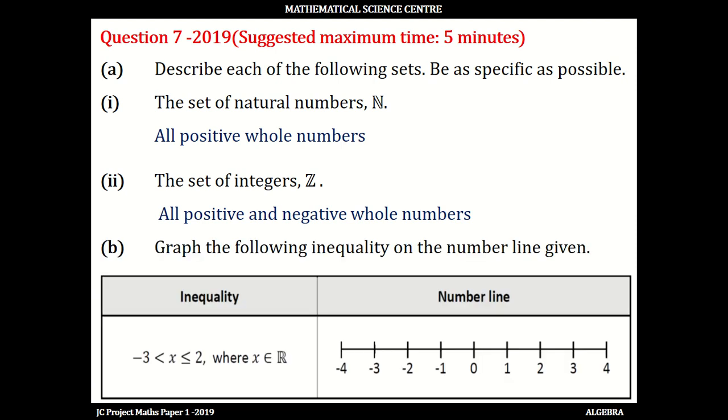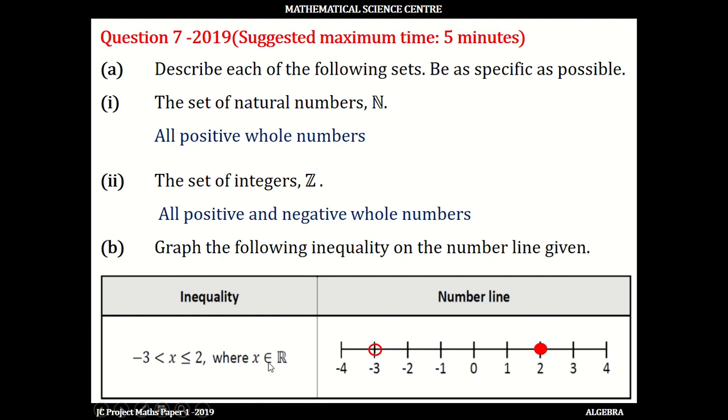Part B, graph the following inequality on the number line. Now the inequality is given by -3 is less than x is less than or equal to 2. This means we can't include -3, but we can include 2. So on the number line, if we don't include -3, we represent this with a hollow circle. But because we do include 2, we represent this with a solid circle.